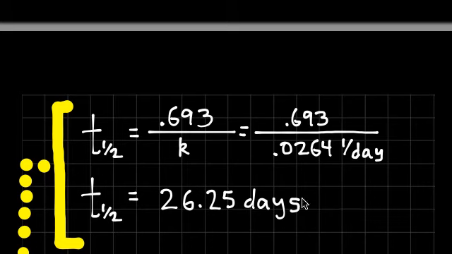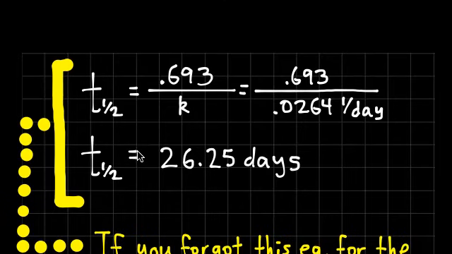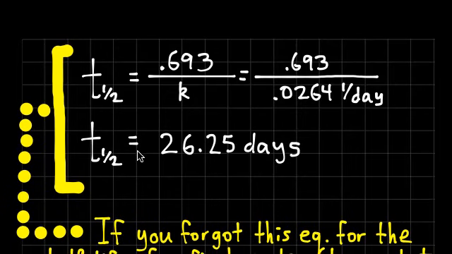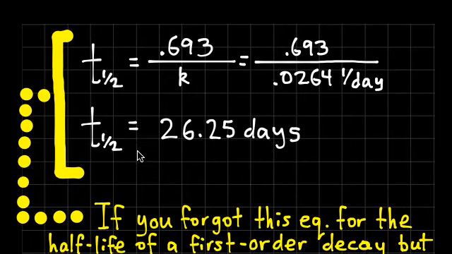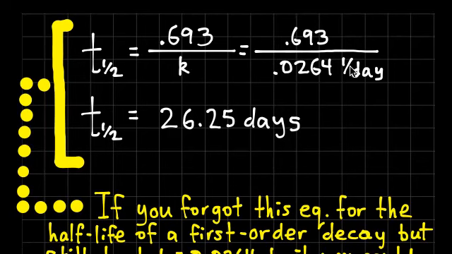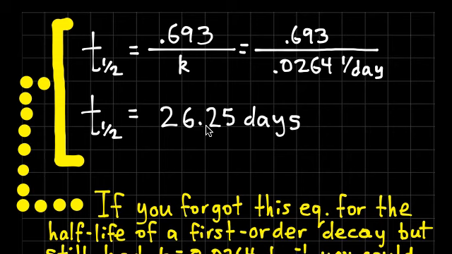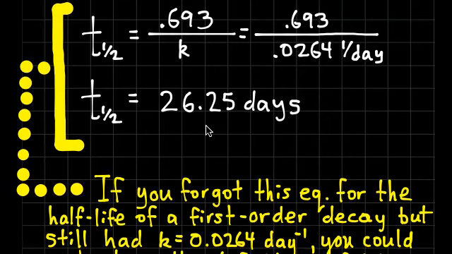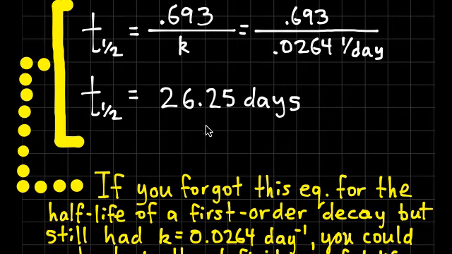Then the half-life is 0.693 over K. And that half-life doesn't change for first-order decay processes. And this was 1 over days, and so the days flips to the numerator, and so my half-life time, the time it takes for half that substance to go away, is 26.25 days.